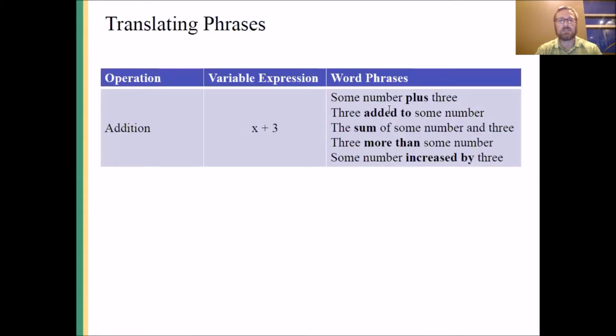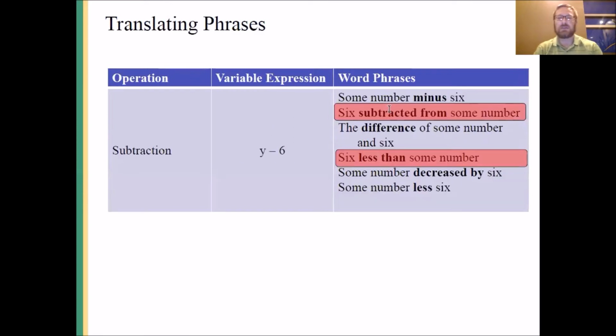First one here is addition. You can see the expression is x plus 3. The way that you could have it said and have to translate it to x plus 3 is some number plus 3, and then you can read the other ones as well that are on there. Those are all examples of things you could see in a word problem that would be written as x plus 3.